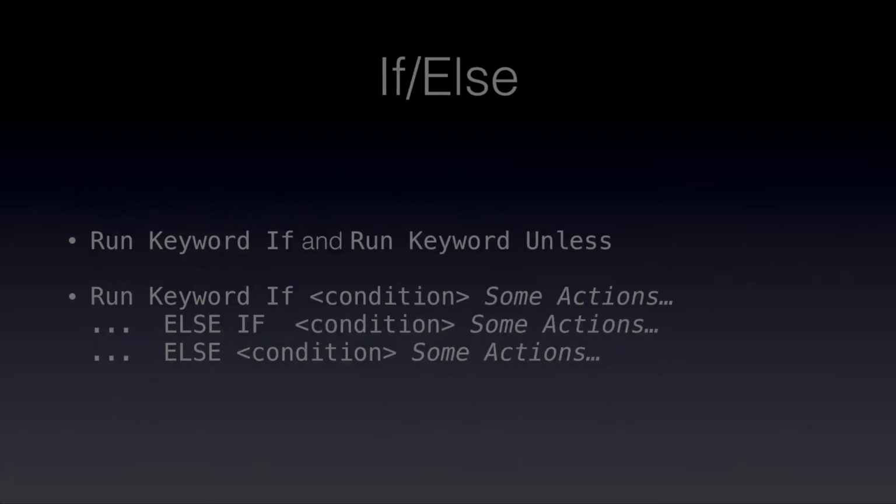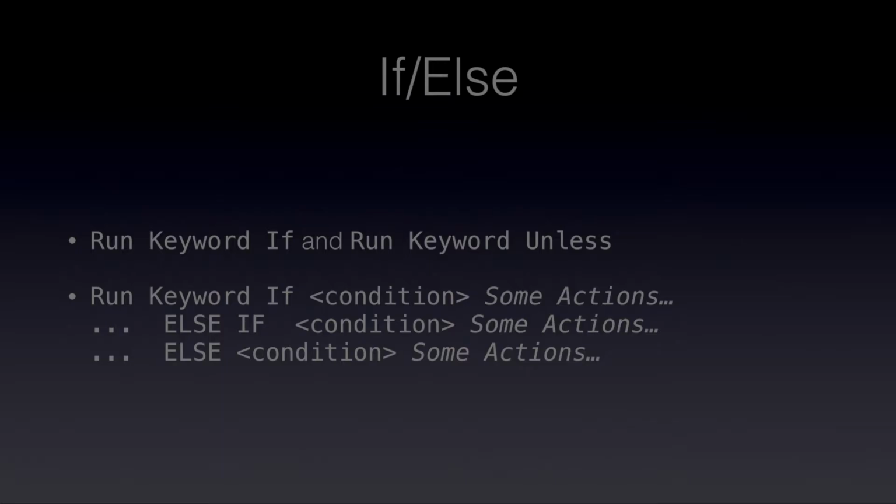Okay, and next, of course, Robot Framework has if-else conditions. It provides two kinds of condition keywords. The first one is Run Keyword If, which means run the keyword if the condition is true, or Run Keyword Unless, which means always run the keyword unless the condition is true. Okay, and sure, it has the if, else if, and else, just like every other programming language.